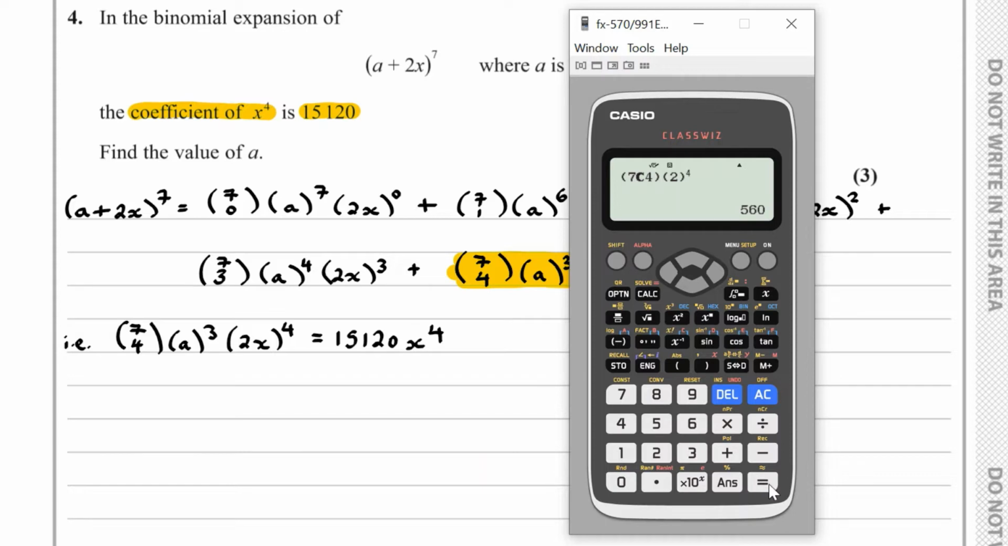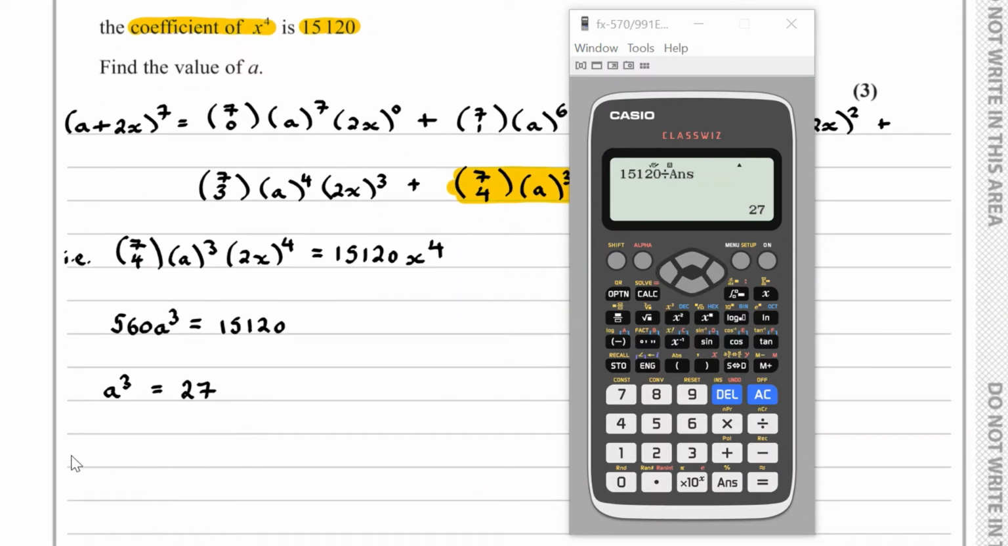So we have 560a cubed in terms of numbers. So we have 560a cubed, and this is equal to 15120. We therefore see that a cubed will equal 15120 divided by this, which is 27, and cube rooting both sides, we can see here a is equal to 3.